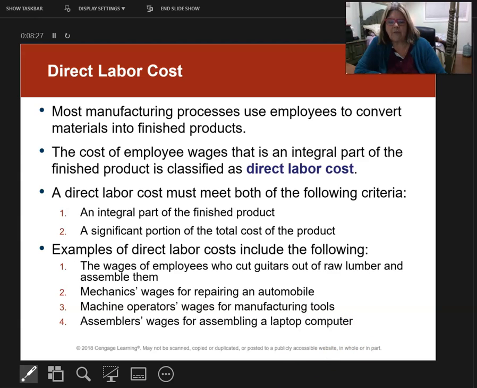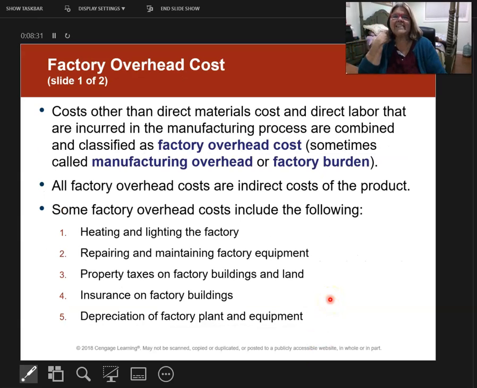Let's go to factory overhead, or FOH. Factory overhead is everything else. There are only three costs in this whole semester: direct materials, direct labor, and factory overhead. So if it doesn't fit in the DM or DL category, it's going in here. And here are some examples of factory overhead.